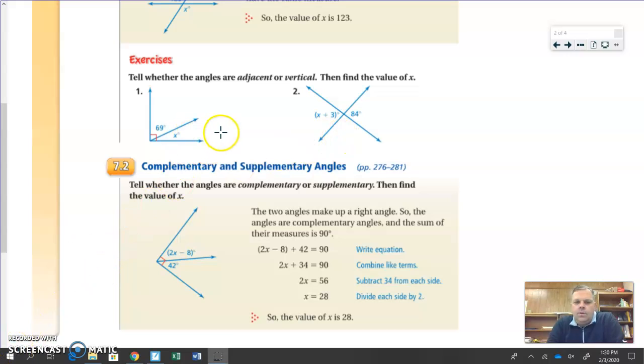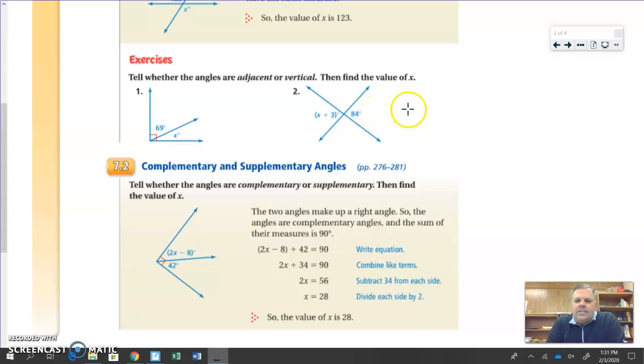In this first one, I will have 69 plus x equals 90. To get x all by itself, I will subtract the 69 degrees. 90 minus 69 equals 21. So x in this one is 21. Those again are adjacent.